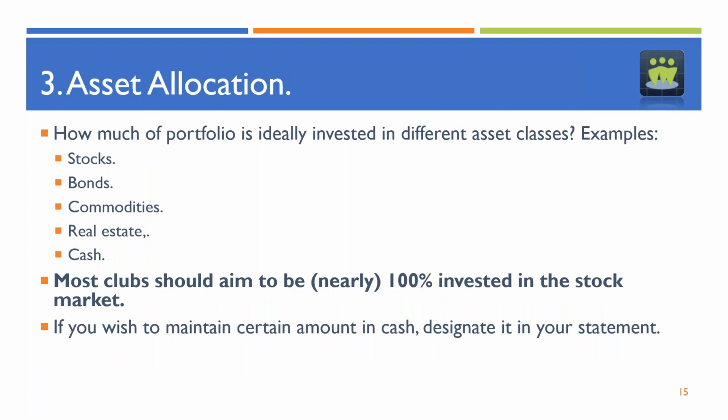So related to the asset types, let's talk about asset allocation. If you're going to allow different types of assets, how much are you going to allow to be invested in different asset classes? The stocks, bonds, commodities, real estate, cash, for instance. And again, most clubs are going to be 100% or close to 100% invested in the stock market. Some clubs like to sit on a certain amount of cash in their portfolio.